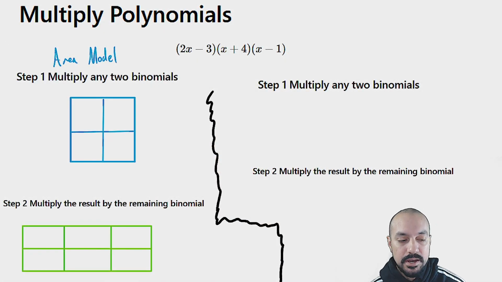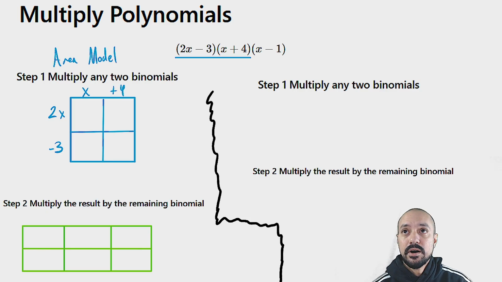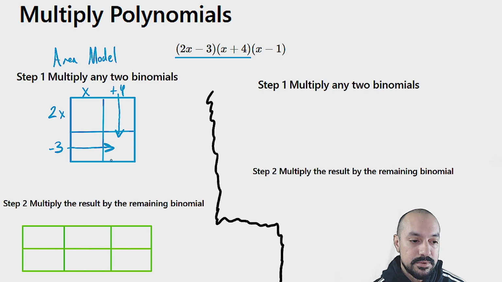So on the left-hand side here, we're going to start by multiplying using the area model. So we're going to select two of our binomials. You can only do two at a time. So I'm going to go ahead and record our 2x minus 3 across the side and our x plus 4 on the top. The idea behind the area model is that we're finding the area of each of these individual boxes. Area is length times width. So in other words, for us to find the bottom right corner, we'd be multiplying the plus 4 times the negative 3 to find the area of that box.